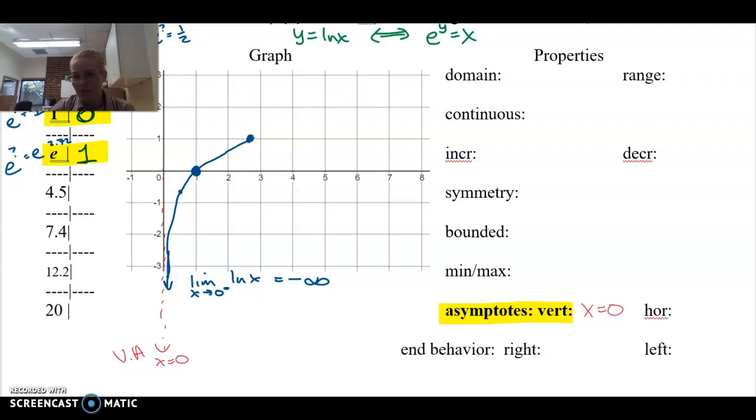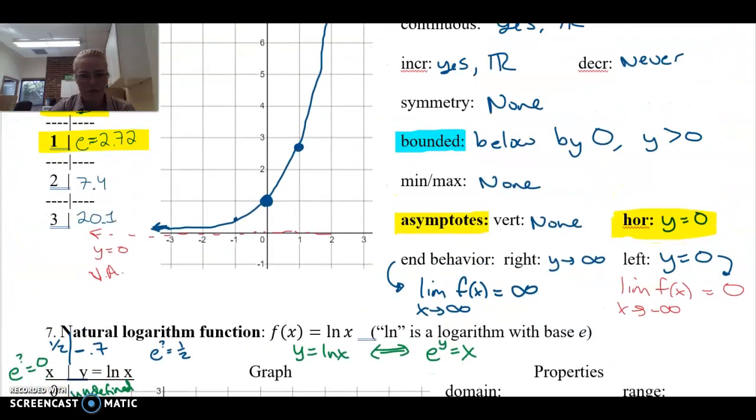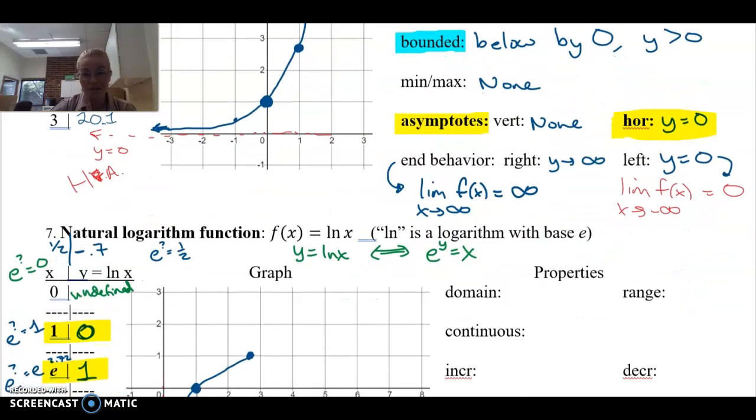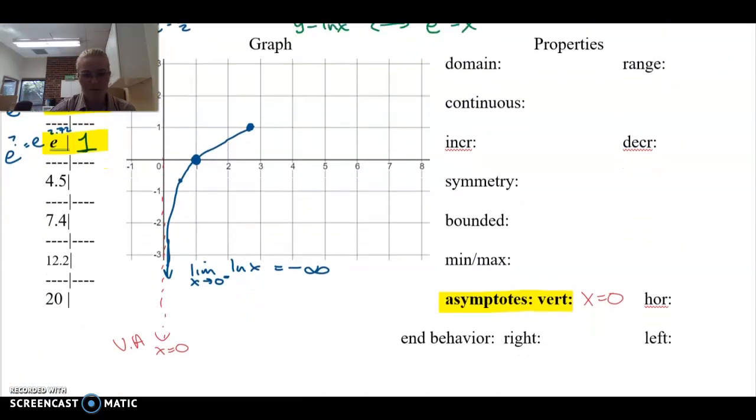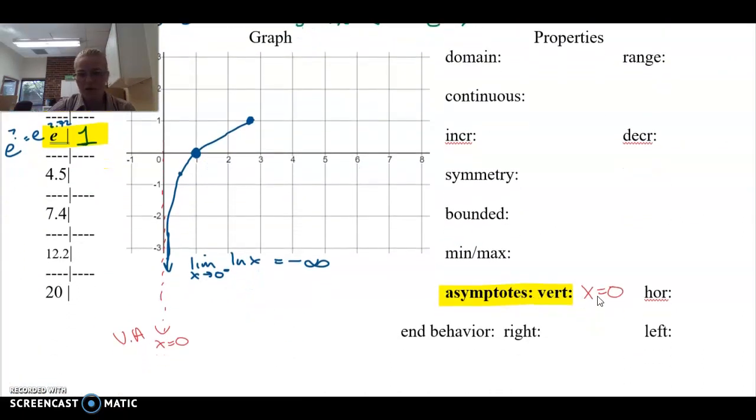By the way, I realize there was a slight typo here. This is not a vertical asymptote, that's a HA, horizontal asymptote here. Notice, horizontal asymptote at y equals 0, and then when you flip all of the x and y values, because they're inverse functions, sneak peek at something to come, you're going to get x equals 0 is the vertical asymptote.